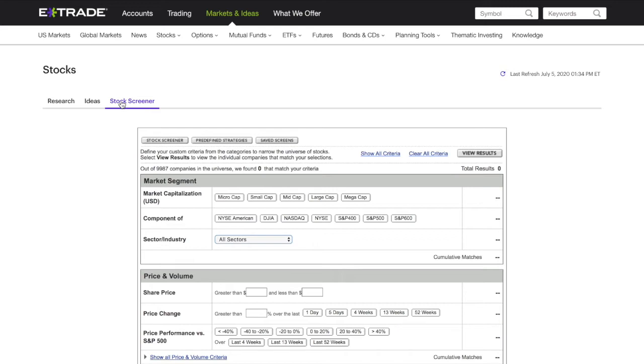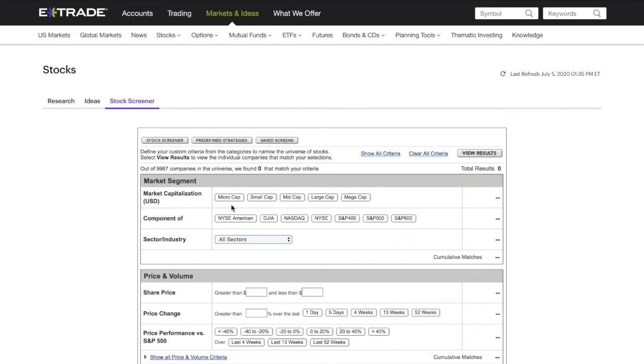But anyway, once you log into your E-Trade account, you're going to go all the way to the top where it says Markets and Ideas. So you click on Markets and Ideas, then you go to Stocks. Once you click on or hover over Stocks, it's going to give you two options: Stock Screener and Analyst Recommendations from TipRanks. You're going to go to the first one that says Stock Screener.